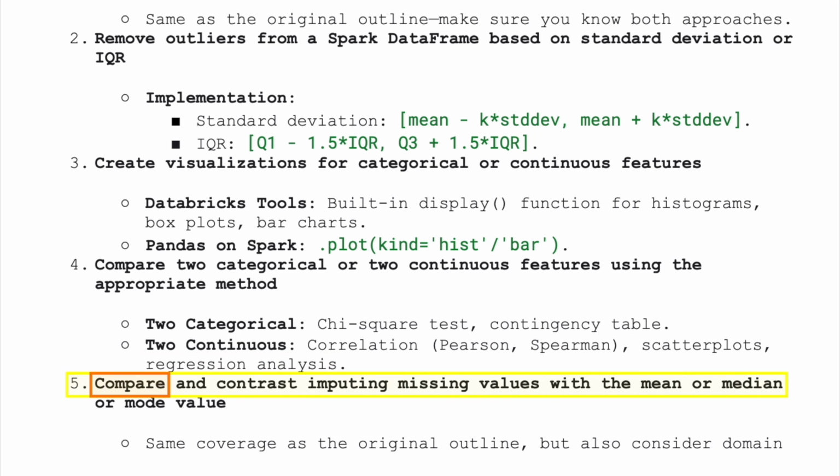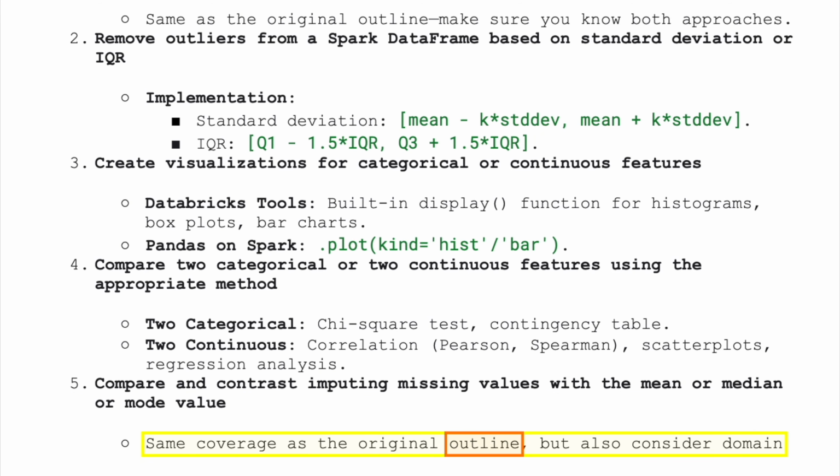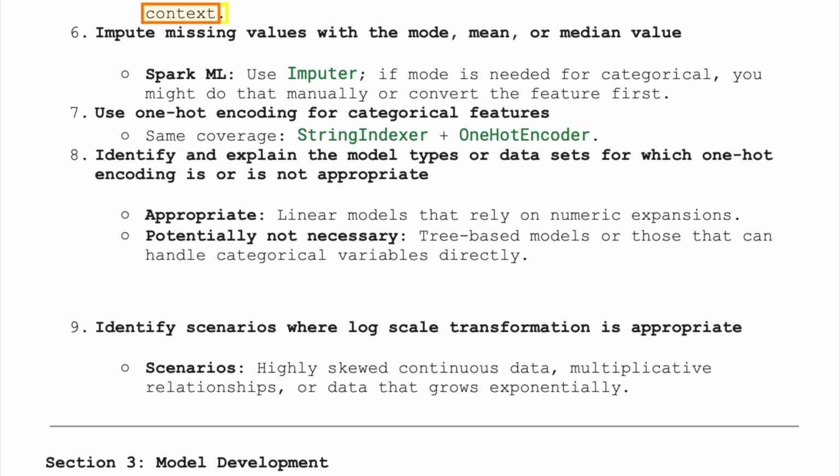5. Compare and contrast imputing missing values with the mean, median, or mode value. Same coverage as the original outline, but also consider domain context. 6. Impute missing values with the mode, mean, or median value. Spark ML: use Imputer. If mode is needed for categorical, you might do that manually or convert the feature first.